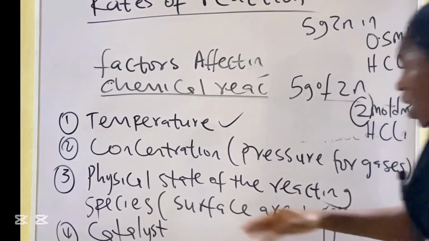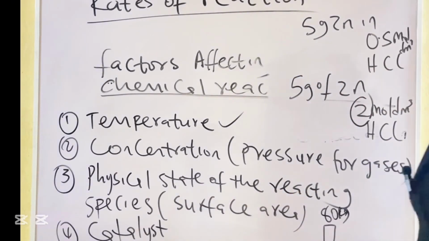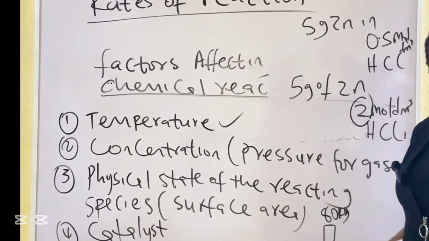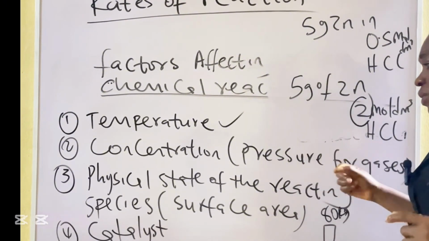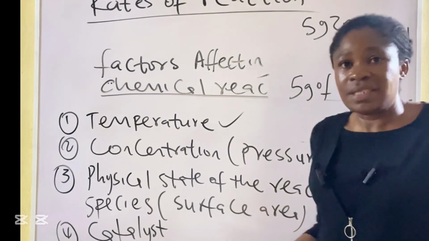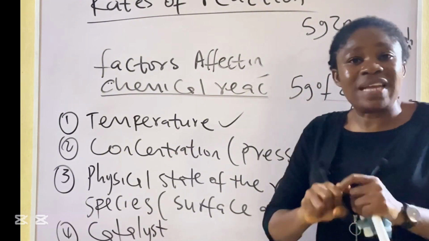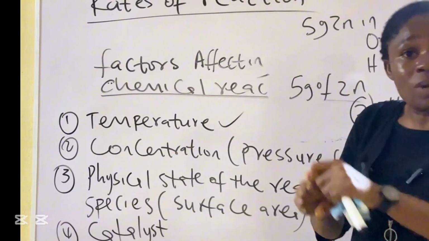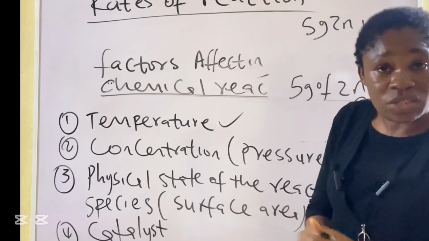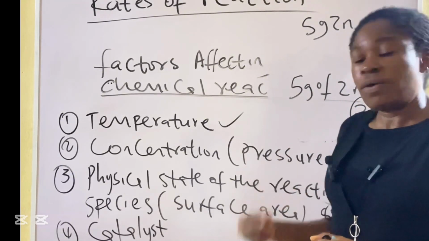So let's look at another one, physical state of the reacting species. So we're talking about surface area. Increase in surface area leads to what? Increase in the rate of chemical reaction. How can one increase the surface area of the reactant? Of course, surface area, we're talking about solids. It is by subdividing that particle into smaller pieces or crushing it into powder. When you do that, you're increasing the surface area of those reactants.